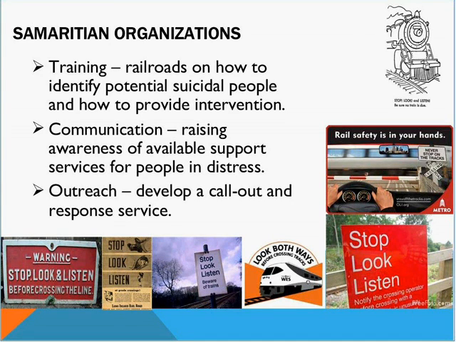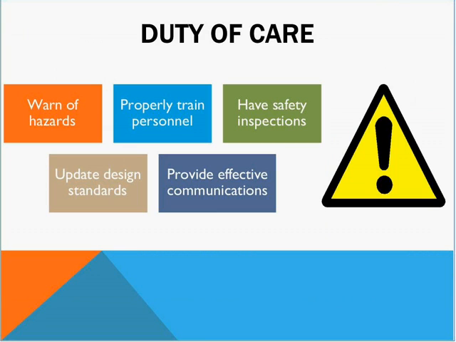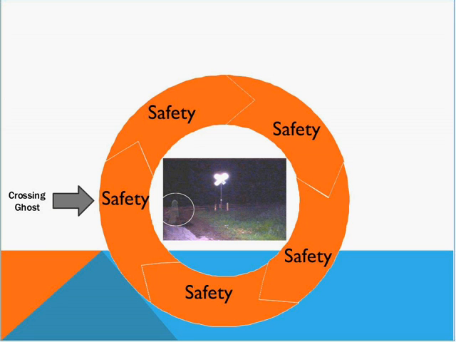There are a lot of Samaritan organizations out there that are providing information and helping prepare children all over the world. And they're doing quite a good job in terms of training, communications, and outreach. If your community is not doing it, I would bring it to their attention, or the OLI program, which was mentioned earlier. And in the end, we all have a duty of care. If we know of a hazard, let's bring it to people's attention. We need to make sure that employees are properly trained, that safety inspections are ongoing, that standards are up to date, and communications are effectively utilized.